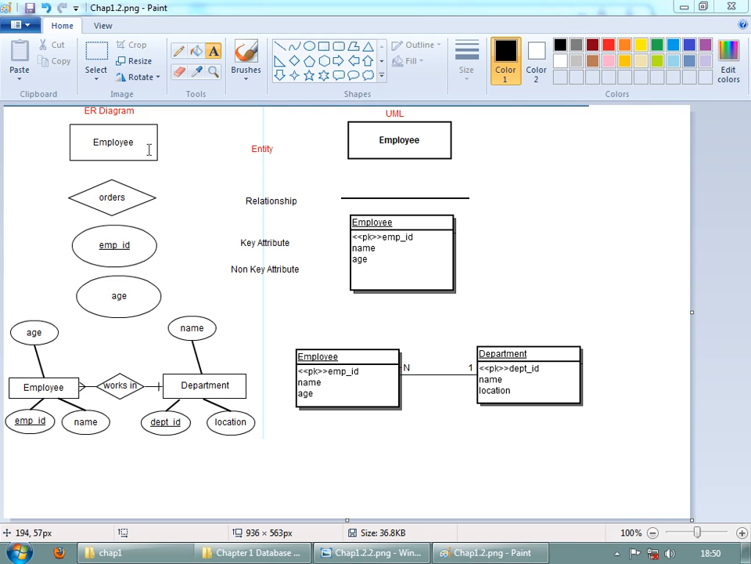Attributes in ER diagram are denoted using ellipses or oblongs. The key attribute is usually underlined, the non-key attributes are not underlined. Whereas the key attribute over here in UML diagram has a PK stereotype, whereas the non-key attributes do not have any stereotype. The attributes are shown in a separate compartment. So here is a sample depiction for ER diagram and over here for UML. Do not worry about the relationships and all. Everything is going to be discussed in the coming sections.